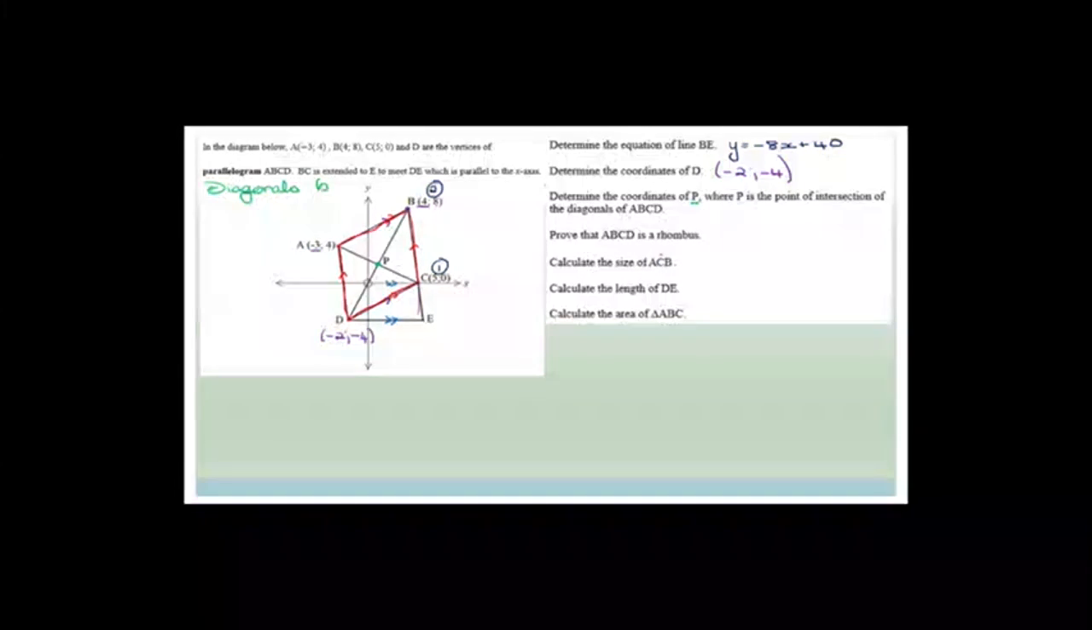So what they're expecting you to know is one of the properties of a parallelogram. And one of the properties of a parallelogram is the diagonals bisect each other. Okay, which means that I can work out the midpoint of either line AC or line DB, and I will find P.